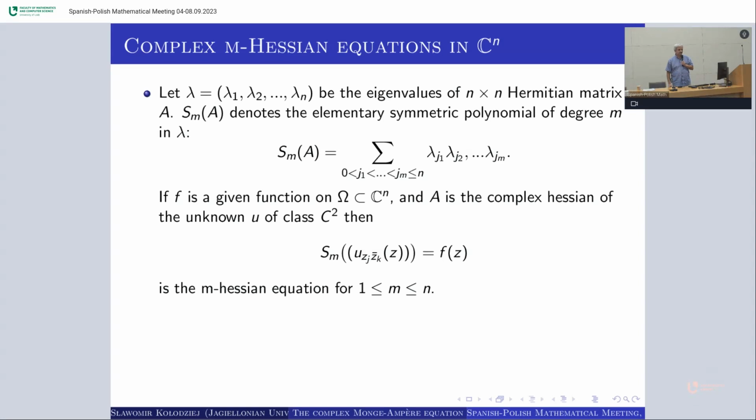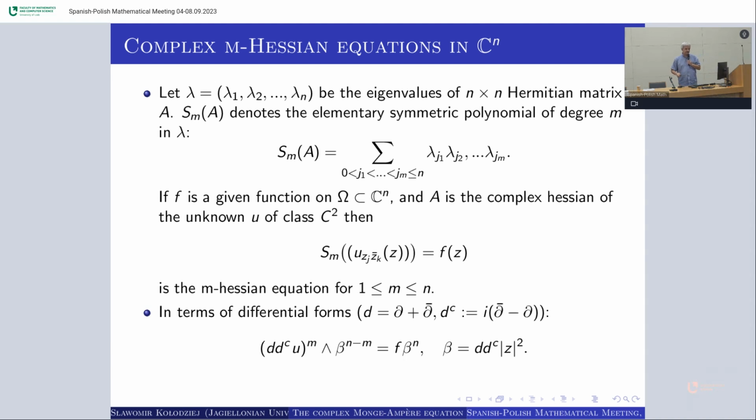You can write it in terms of differential forms. I use the notation that we split the operator d into partial and partial bar, where partial bar denotes that we differentiate with respect to anti-holomorphic variables, and we also often use this operator d^c. You don't need to remember what d^c is, but what is important is that, maybe I write it here.